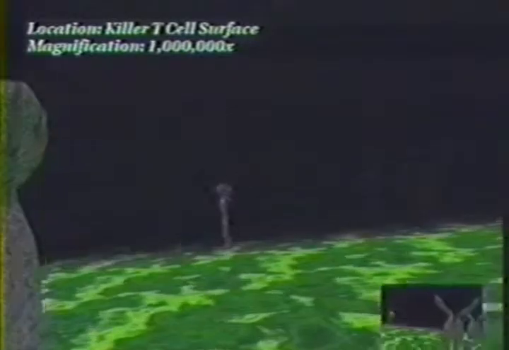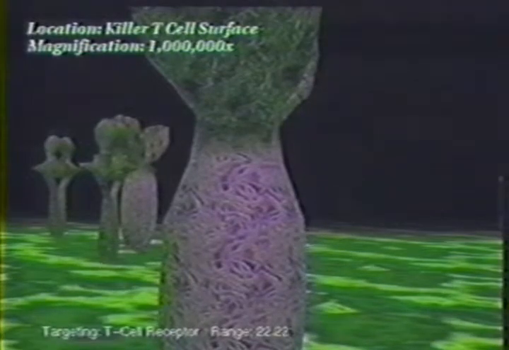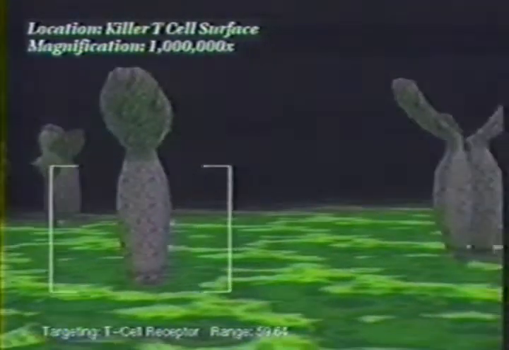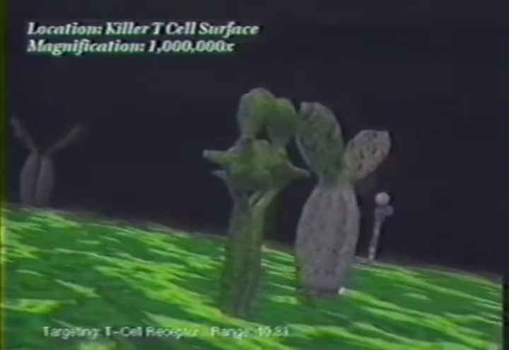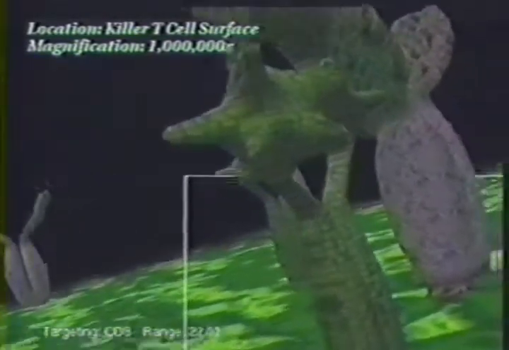Upon approach to the killer T cell surface, we activate the Virtual Explorer's rearview mirror, which aids us in navigation. Up ahead, we see T cell receptors, which bond to antigen presented in MHC class I. T cell receptors are found on the surfaces of all T cells. Looking further, we also see CD8, which is a characteristic molecule of killer T cells.